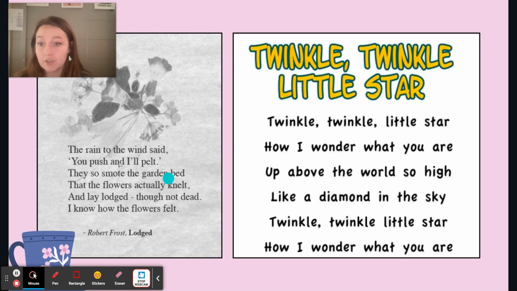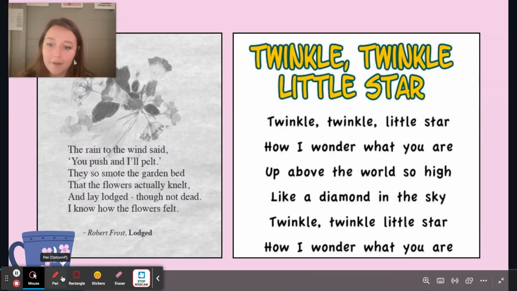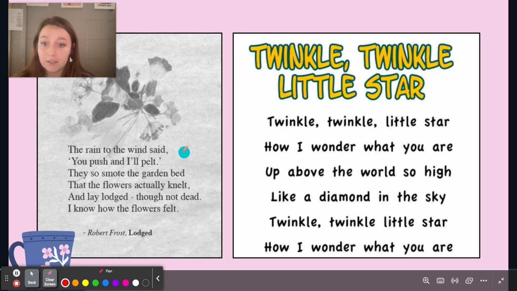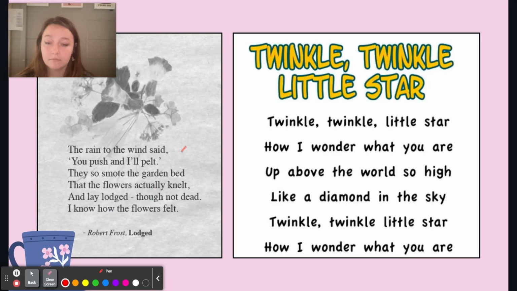We're also going to get another chance to do this by looking at this quick poem called Lodged by Robert Frost. So this poem says, The rain to the wind said, you push and I'll pelt. They so smote the garden bed that the flowers actually knelt and lay lodged, though not dead. I know how the flowers felt. Now, when we're looking at this, we are going to start with what letter? A, because we haven't heard this sound before.